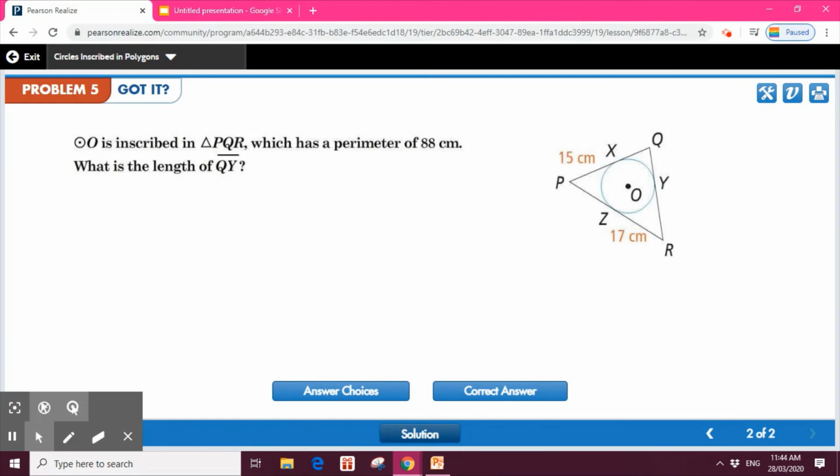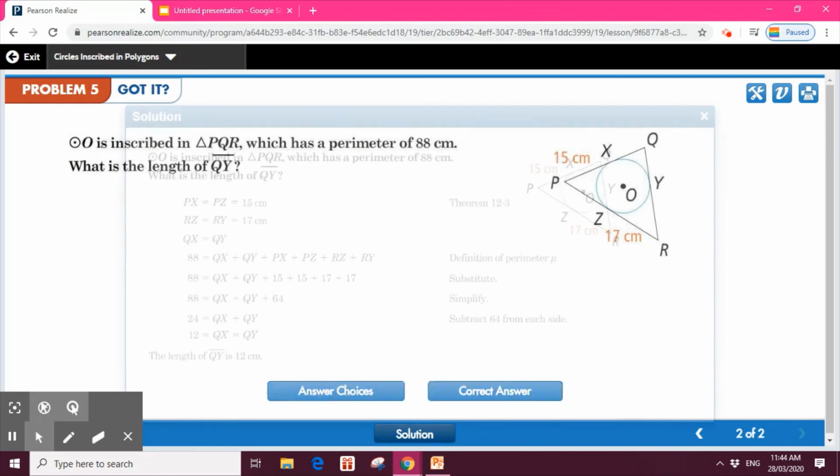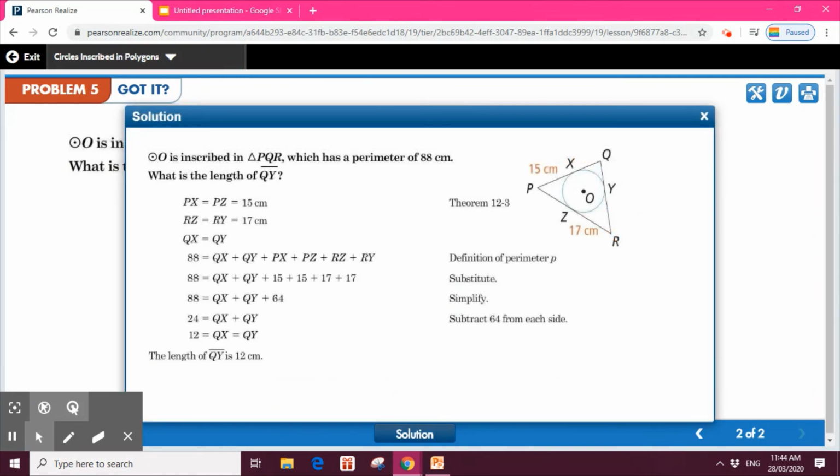Time's up. What is your answer? Okay. From theorem 12-3, PX is equal to PZ, which is 15 centimeters. RZ is equal to RY, which is 17 centimeters. So QX is equal to QY.